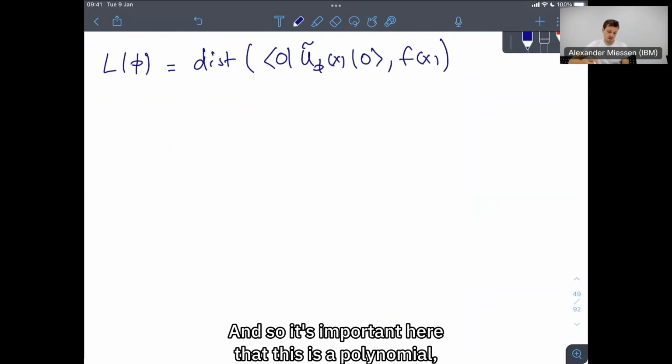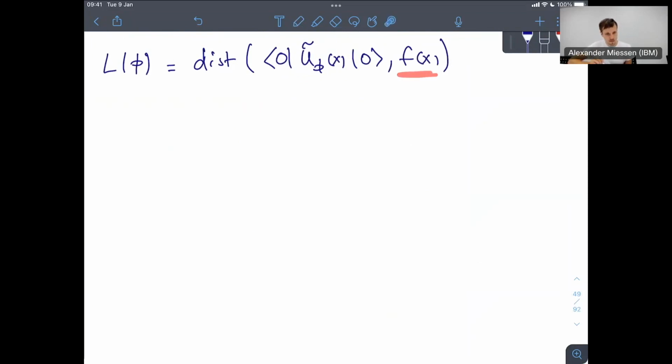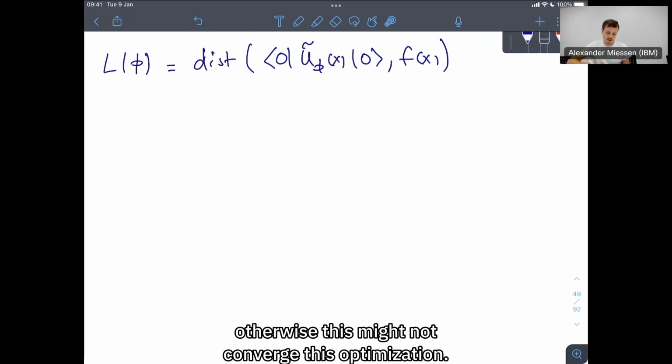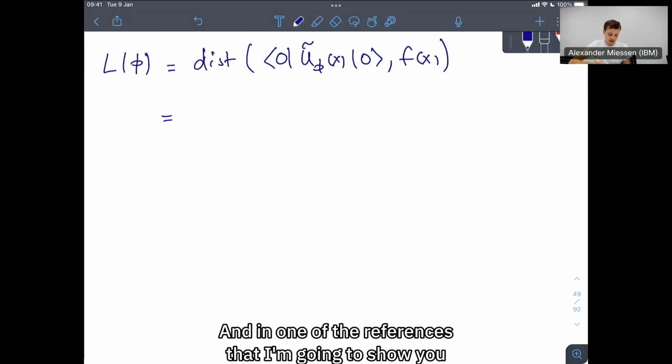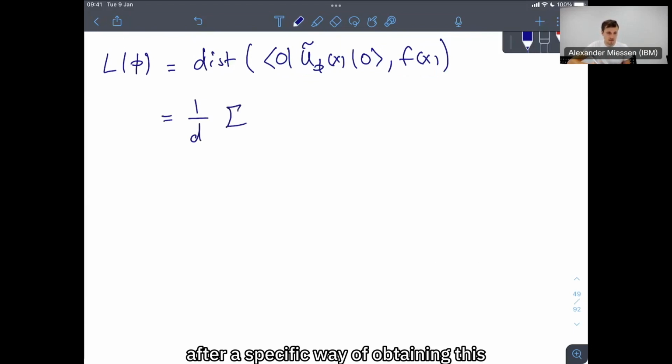And so it's important here that this is a polynomial. Otherwise, this optimization might not converge. And in one of the references that I'm going to show you after, a specific way of obtaining this is with this particular cost function.